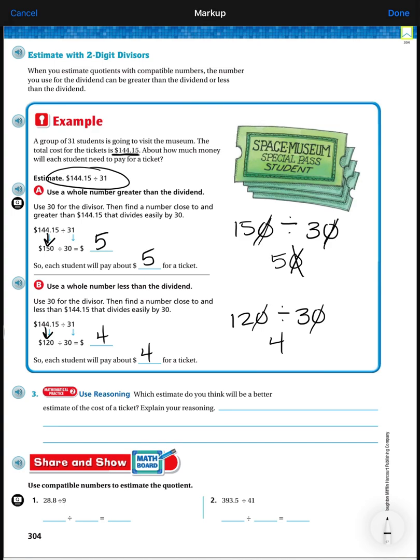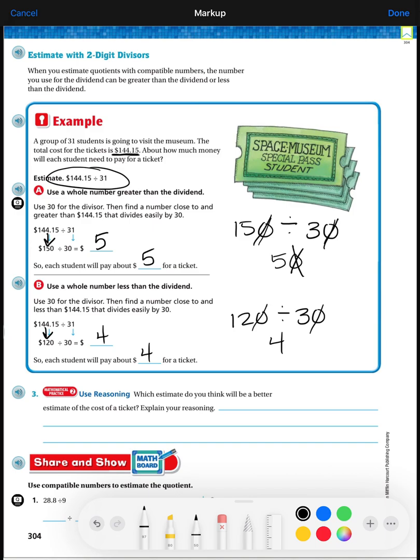Now down here on number 3, it says, which estimate do you think will be a better estimate of the cost of a ticket? Explain your reasoning. I'm going to tell you right away, dealing with money, you always pick the larger one. So the $5 would be better because it's always better to have a little more money than not enough, right?